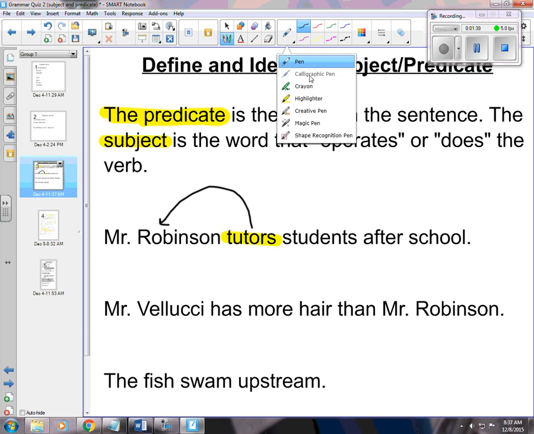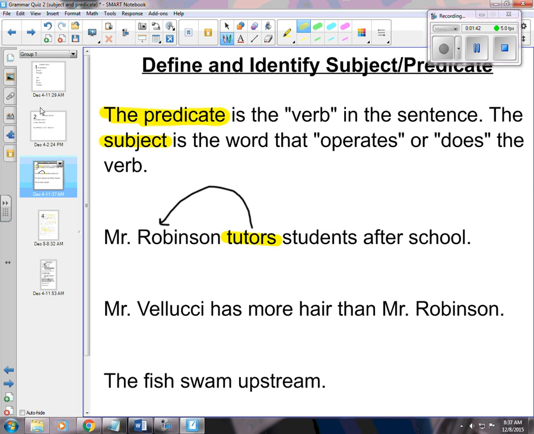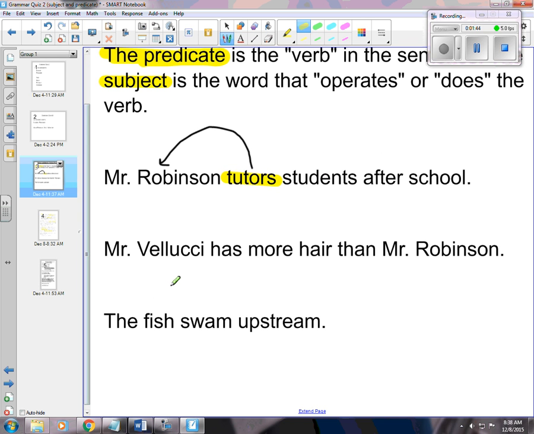If we look at our second sentence, Mr. Vellucci has more hair than Mr. Robinson. In this case, the verb is actually going to be the word has. We'll go over more about verbs later. But anyway, as you can see in this sentence, Mr. Vellucci is in the front of the sentence and Mr. Robinson's later in the sentence. The question could easily be, which one is going to be the subject? Well, the way you determine the subject is which one of these people is operating or doing the verb. Who has in this sentence? In this case, it would be Mr. Vellucci, making Mr. Vellucci the subject of the sentence. Also the more handsome of the two.